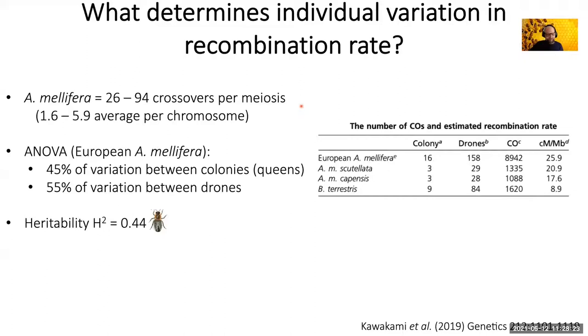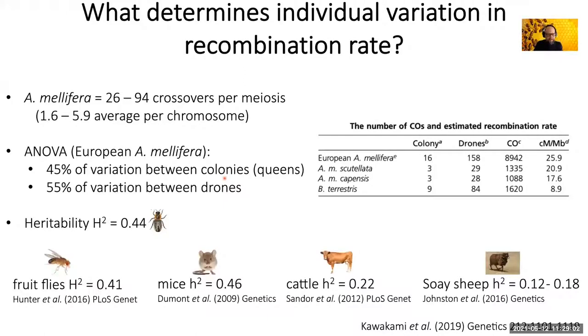And we can also partition this variation between colonies. So if we take just the European Apis mellifera and use an ANOVA framework, we find that 45% of variation in recombination rate occurs between colonies, and the rest occurs between drones. And this can be used to estimate broad sense heritability, which is estimated at 0.44. So a substantial amount of heritable variation in recombination rate between colonies. And this is a reasonably high value, but it's comparable to other estimates that come from experimental animals, domestic animals, and estimates from the wild.